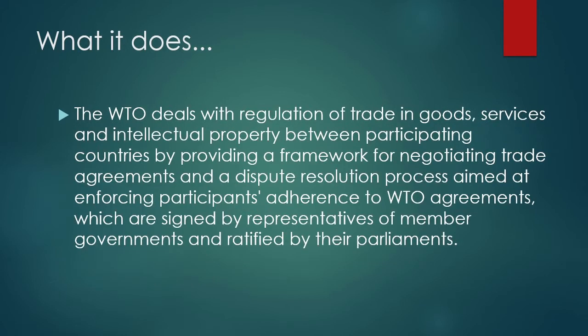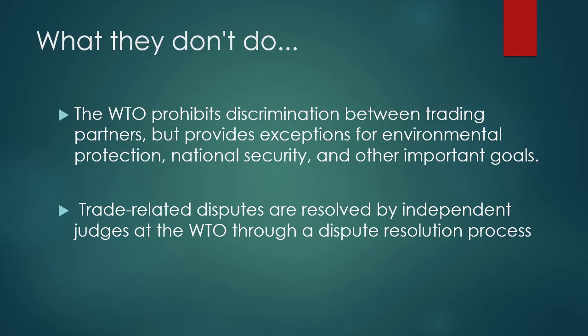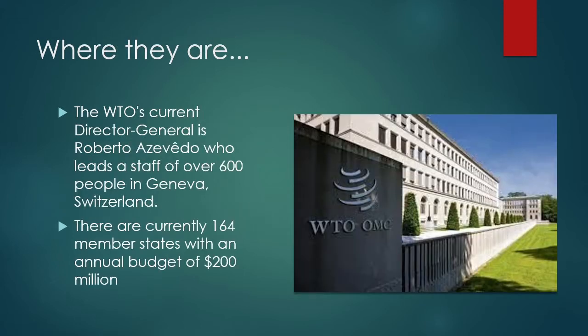What it does. The WTO deals with regulation of trade in goods, services, and intellectual property between participating countries by providing a framework for negotiating trade agreements and a dispute resolution process aimed at enforcing participants' adherence to WTO agreements, which are signed by representatives of member governments and ratified by their parliaments. What they don't do. The WTO prohibits discrimination between trading partners but provides exceptions for environmental protections, national security, and other important goals. Trade-related disputes are resolved by independent judges at the WTO through a formal dispute resolution process.